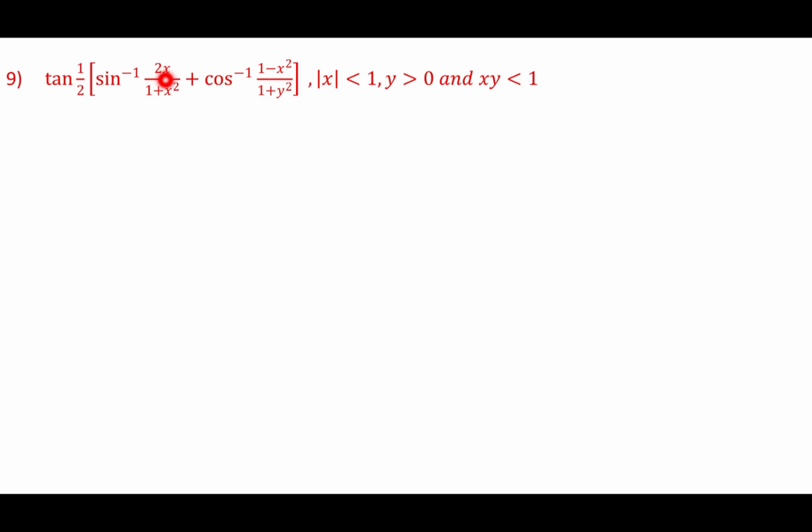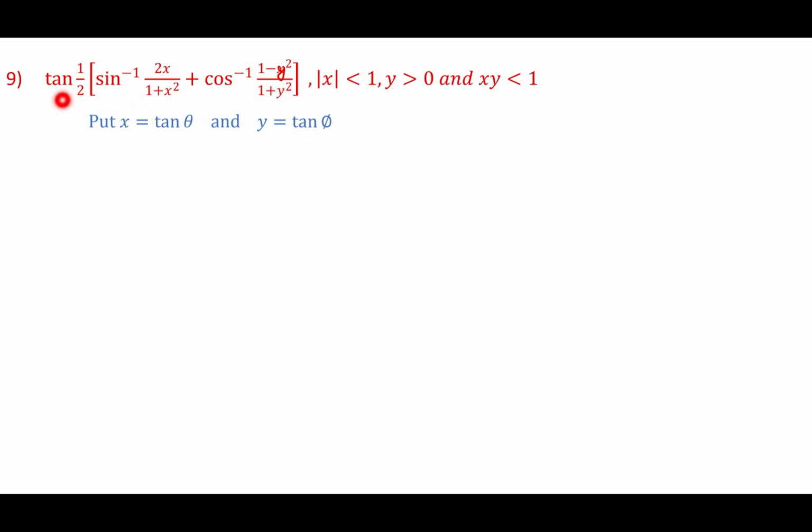Tan of 1 over 2 [sin inverse 2x over 1 plus x square plus cos inverse (1 minus y square over 1 plus y square)]. Now you have to consider this part so that you get sine something, so that sin inverse and sine get cancelled. In this also you have to get cos something, so that cos inverse and cos get cancelled. That is why I put x as tan theta and y as tan phi. So in place of x, I will write tan theta, and in place of y, I will write tan phi.